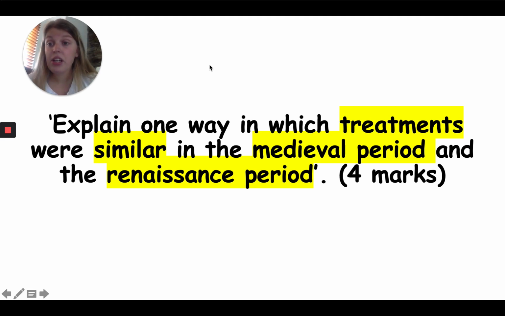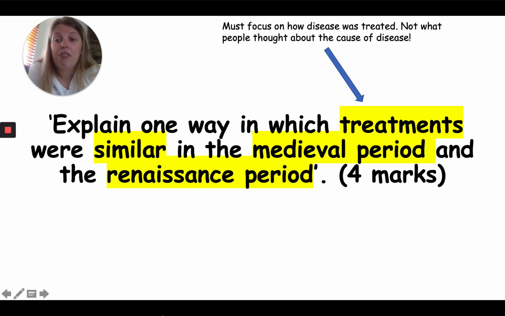Okay, so we're going to go through what these different bits in yellow mean, and why they might cause a few issues. So, explain one way in which treatments. For this, we must focus on treatments, how disease is treated. Our examples need to give examples of treatment, okay? Not what people thought about the cause of disease, not how people cared for the sick or prevented disease. It's all about how disease was treated.